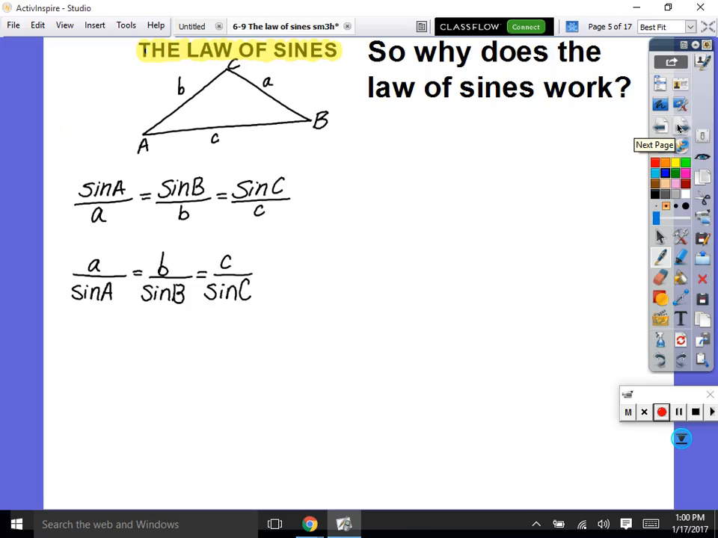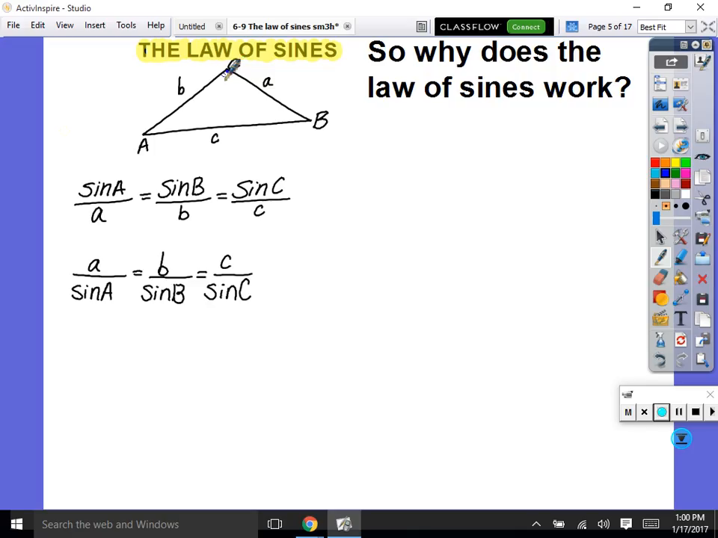Okay, so this is where the law of sines comes from and why it works. You guys should have explored this in secondary too. We just don't have time. I'm going to show you why it works, and then you'll see, oh yeah, that does make sense. I wish I could have you explore it, but we just don't have the time. So you should have explored it in secondary too.